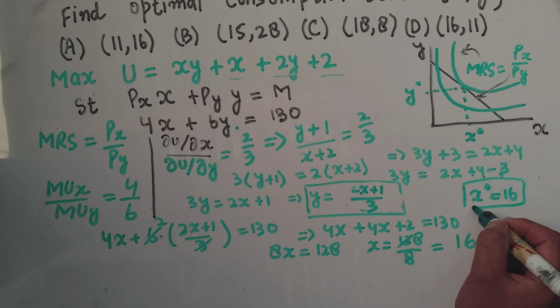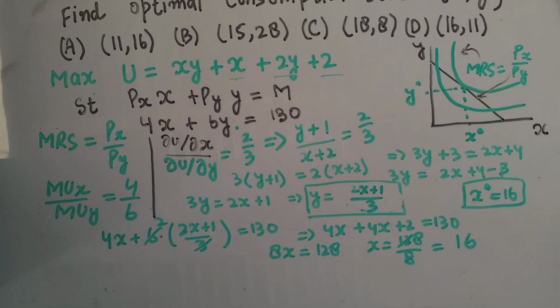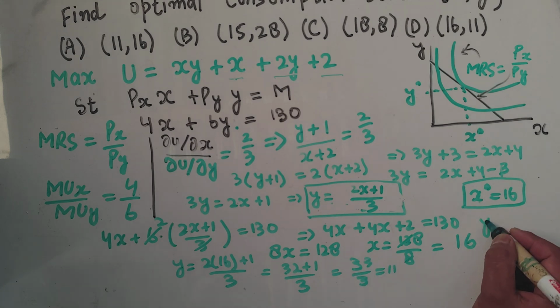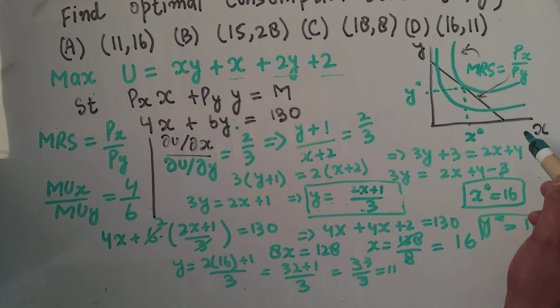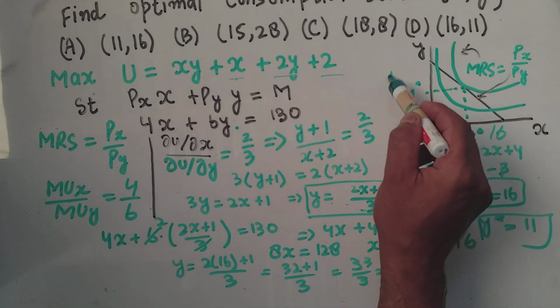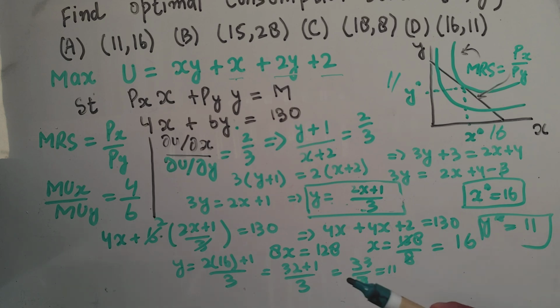So consumer will consume 16 units of good x. To find out the units of good y, put x is equal to 16 in this equation, so y is equal to (2 times 16 plus 1) upon 3. So we get 33 upon 3, which is equal to 11. That means y star will be equal to 11. That means consumer will consume 16 units of good x and 11 units of good y. Why? To maximize his utility. So the correct option should be D option here.